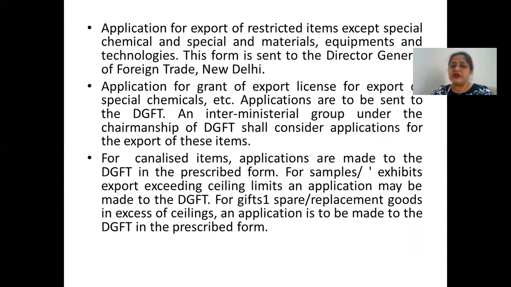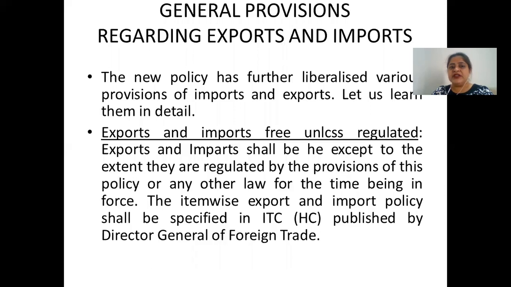Then the application for grant of export license for special chemicals, etc. should be given. An interministerial group under the chairmanship of DGFT shall consider all the applications for these items. For canalized items, the application is made in a prescribed form, and there are certain ceiling limits; the applications can be made to the DGFT.